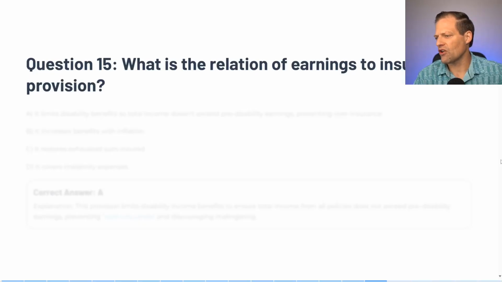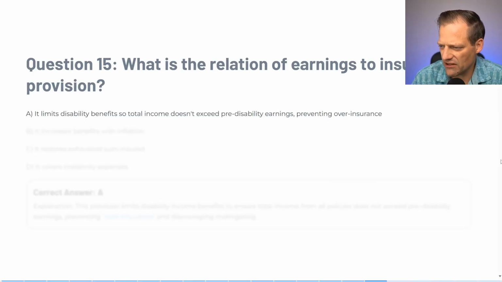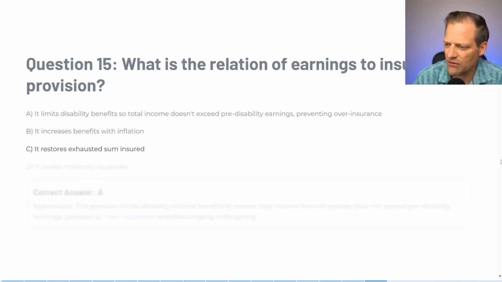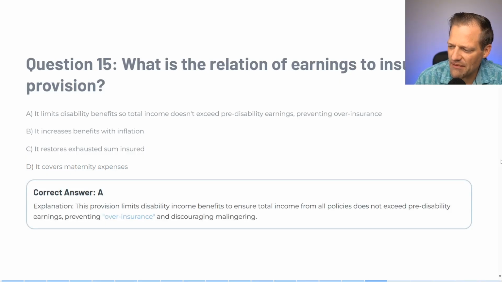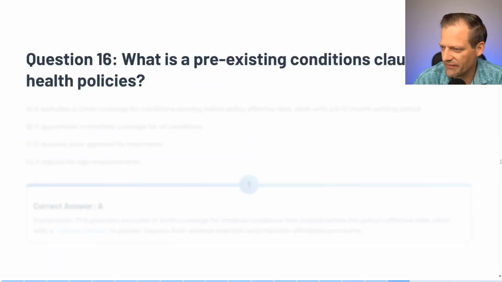15, what is the relation of earnings to insurance provision? A, it limits disability benefits so total income doesn't exceed pre-disability earnings, preventing overinsurance. B, it increases benefits with inflation. C, it restores exhausted sum insured. Or D, it recovers maternity expenses. So the answer is A, the provision limits disability income and ensures total income from all policies does not exceed pre-disability earnings, preventing overinsurance and discouraging malingering, basically filing for claims not honestly or ethically.